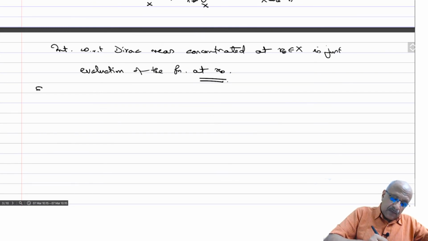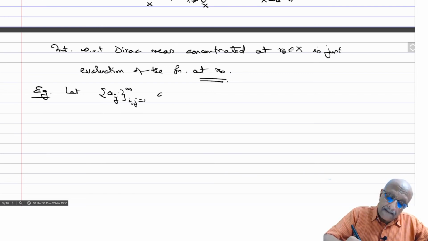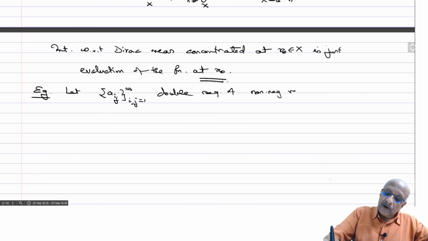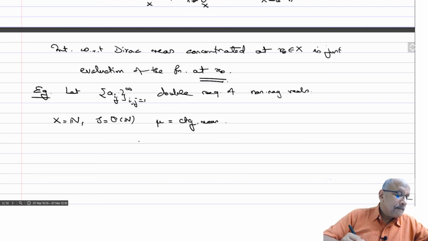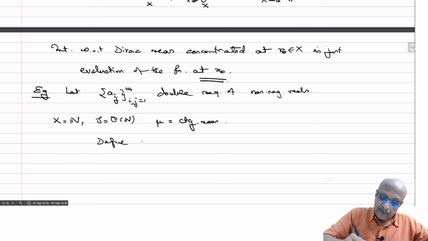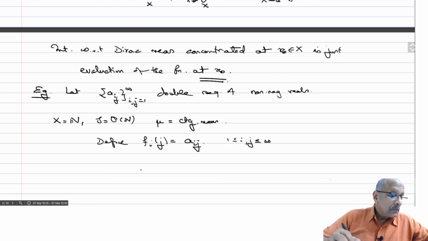Now let us give another example here. Let a_{ij}, i, j equals 1 to infinity, be a double sequence of non-negative reals. So X you take as N, S equals the power set of N, mu equals counting measure. Define f_i evaluated at j as a_{ij}, for 1 less than or equal to i, j less than or equal to infinity, and define f equal to the sum from i equals 1 to infinity of f_i.